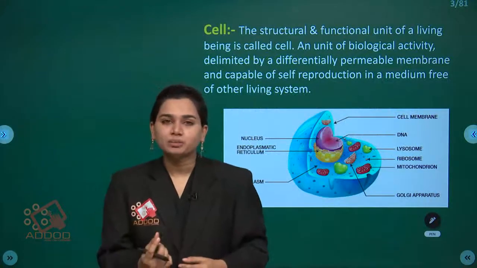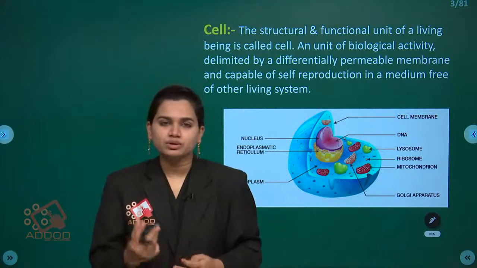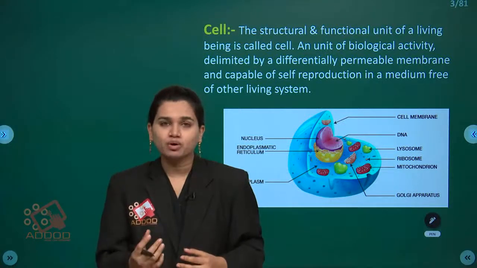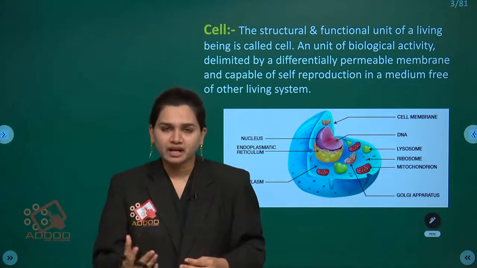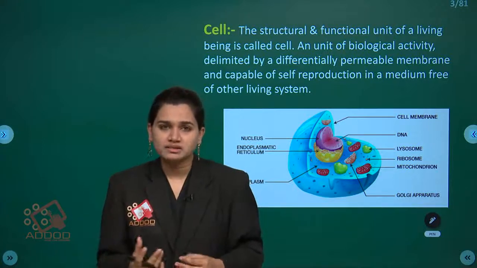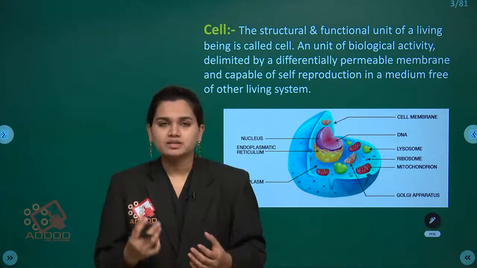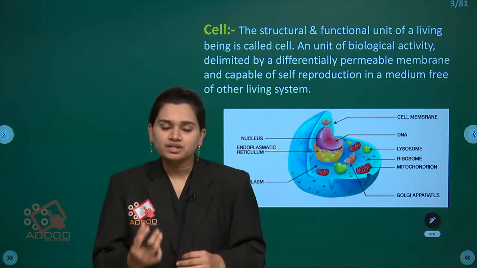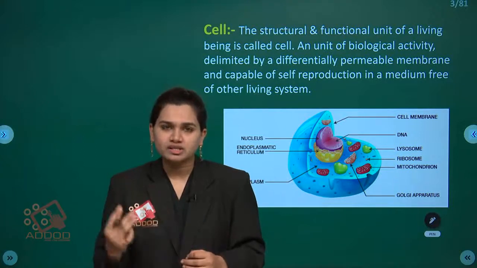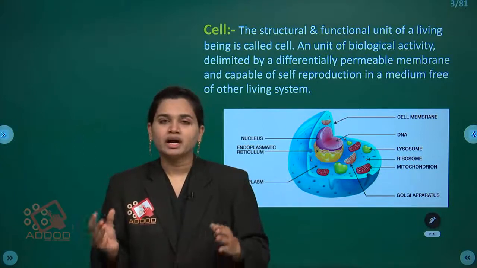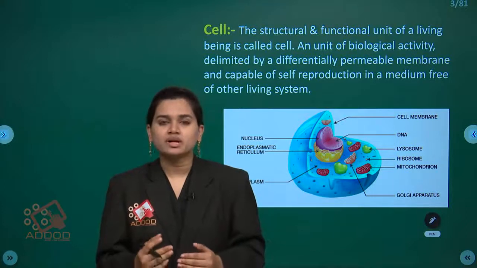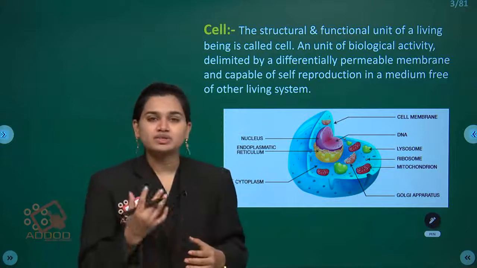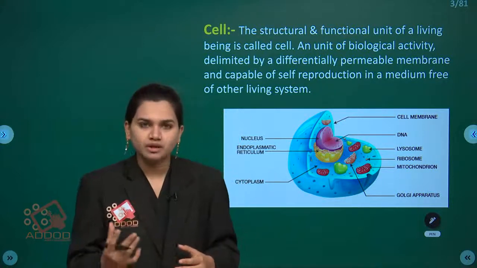Now, the cell is said to be the structural and functional unit of living organisms. Why is it called a structural unit? Because the human body, or for that matter any body of an organism, is made up of cells. Hence it is called the structural unit of living organisms, and a functional unit because all the reactions that take place inside the body occur inside the cell. Hence the cell is said to be the structural and the functional unit of living organisms.